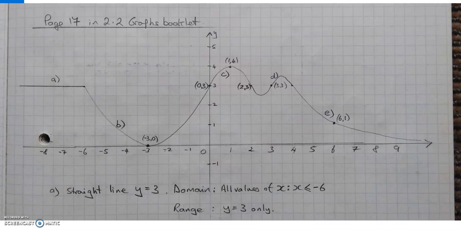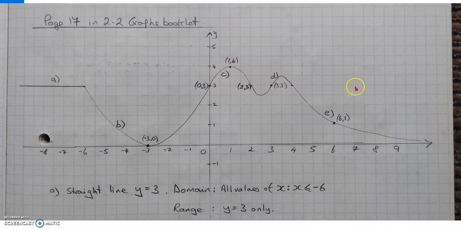Okay, year 12, calculus. I will just run through the graph at the top of page 17 in your 2.2 graphs booklet. It looks a little bit like the cross section of a skateboard park. For each part of this, we need to give an equation and talk about things like domain and range if you want to get full marks.